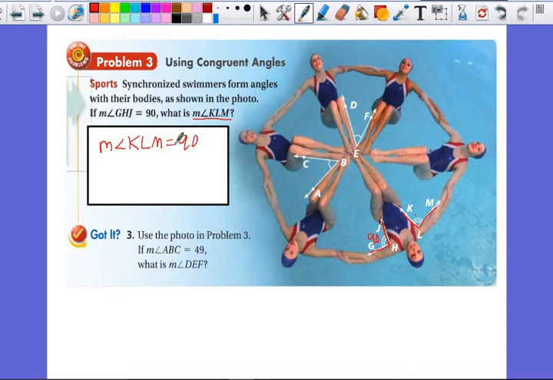So you guys go ahead and pause it. Try the one at the bottom here, and then we'll be back in just 1 minute.